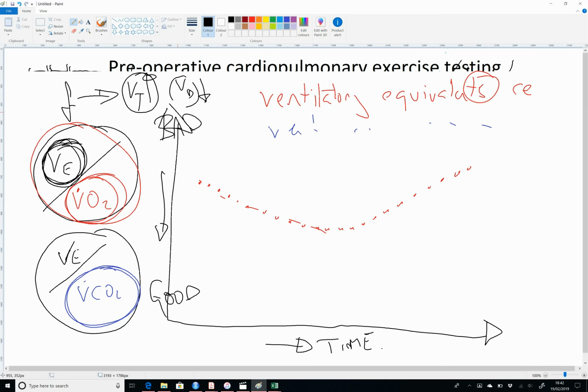So a greater proportion of your breath is involved in gas exchange, and therefore you achieve oxygen consumption at a relatively lower ratio of minute ventilation to oxygen consumption. And the carbon dioxide ventilatory equivalent shows a similar pattern. Although I've drawn it below, it actually would usually be above. So let's just scrub that.